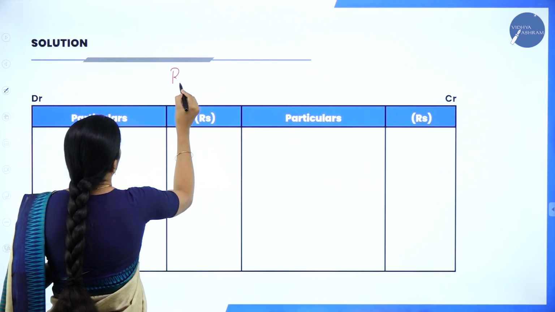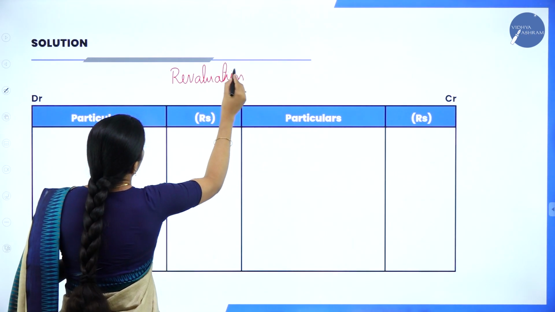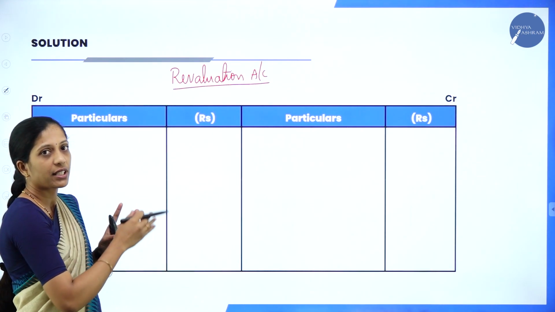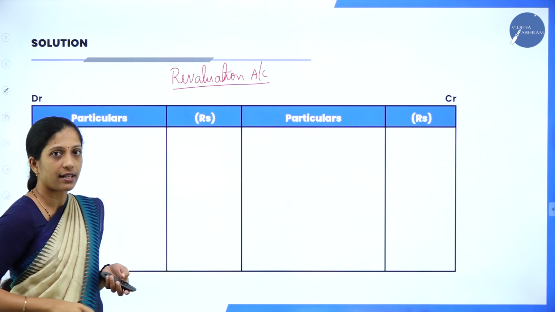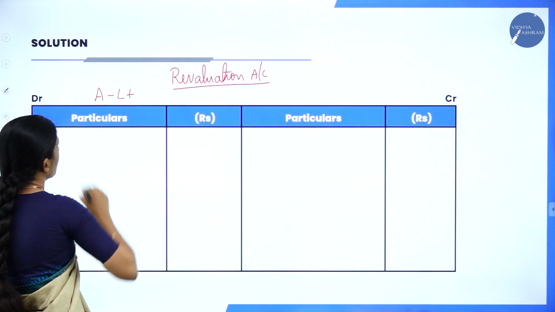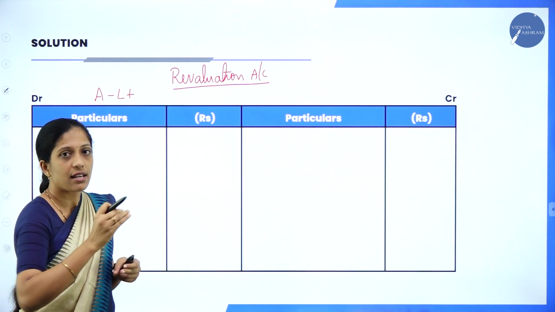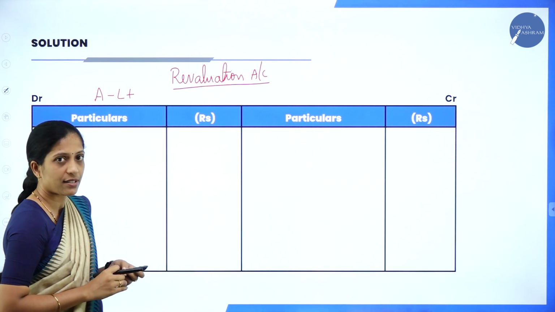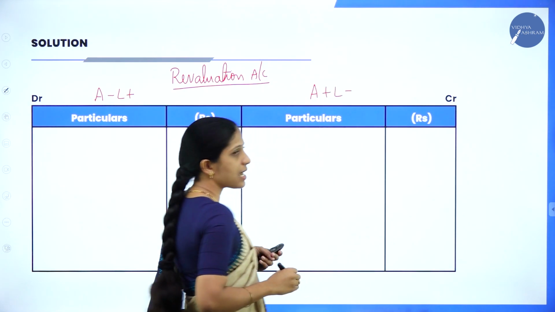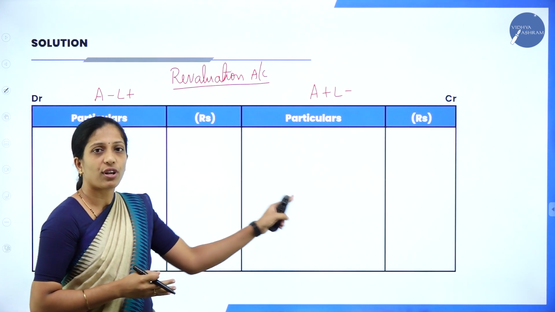So the first account to be prepared is your revaluation account. The format is simple. You will have particulars, amount, debit and credit side. Now what do you have to record in your debit side? A minus, L plus, which means that if any assets have decreased, A minus, and liability have increased, L plus, you have to record in the debit side. In the credit side, it is A plus, L minus. If any asset value has increased and liability value has decreased, L minus, you have to record in the credit side.